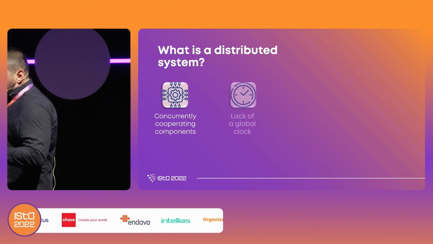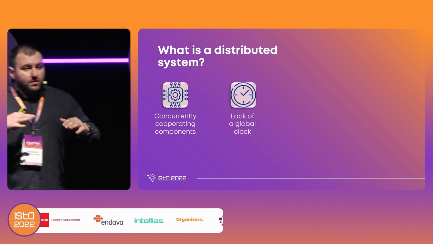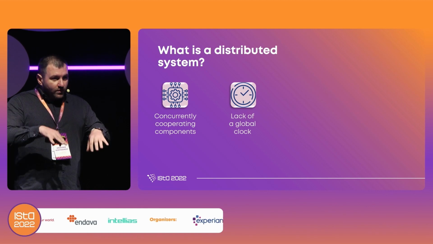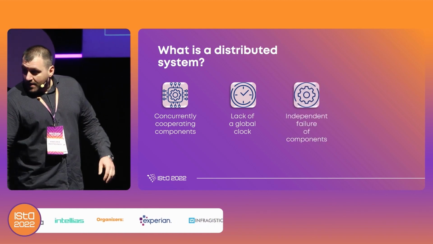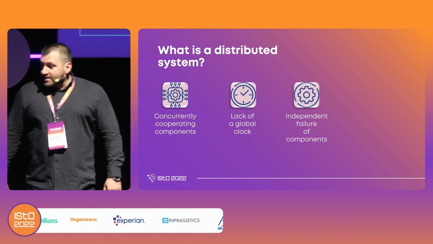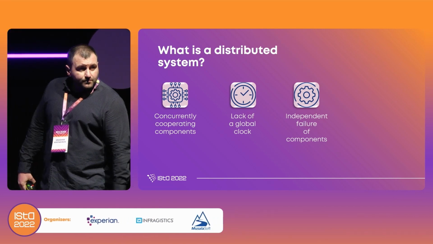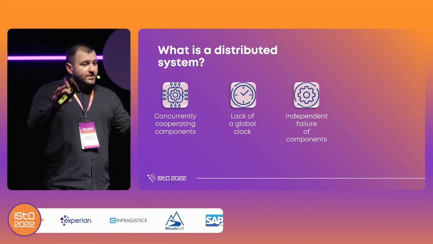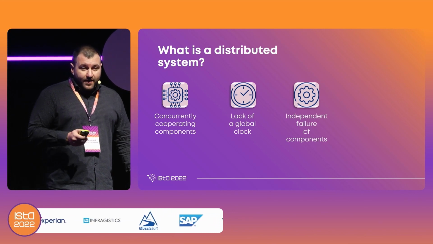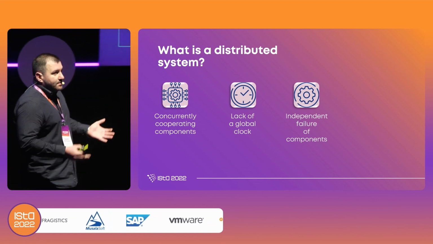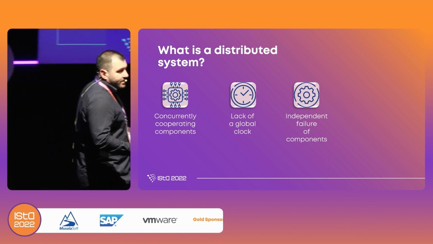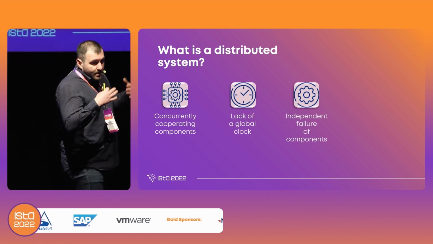Also, there is a lack of global clock or a global mechanism to oversee and direct every piece of the system. There is an independent failure of components, which basically means that parts of the system or single components can fail, and the system itself can continue to do its job, although at some degraded functionality or performance.